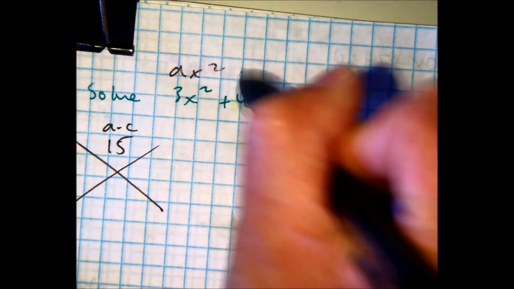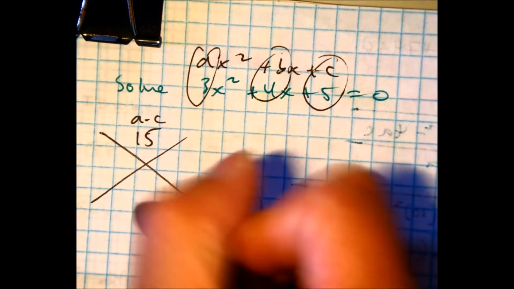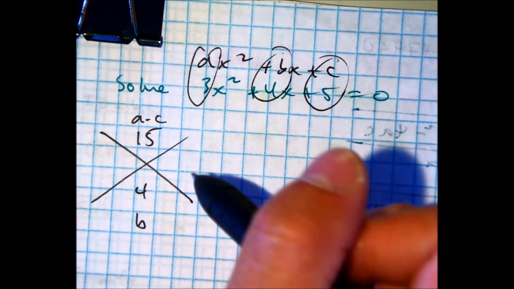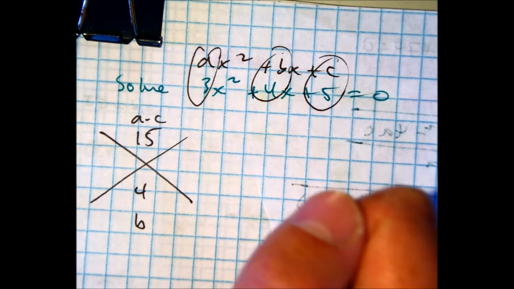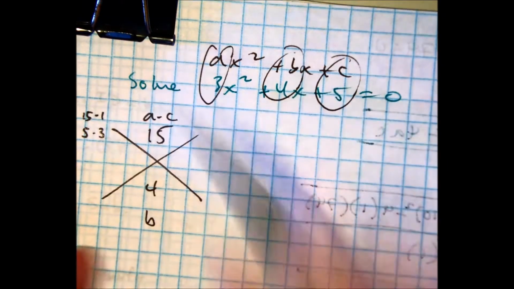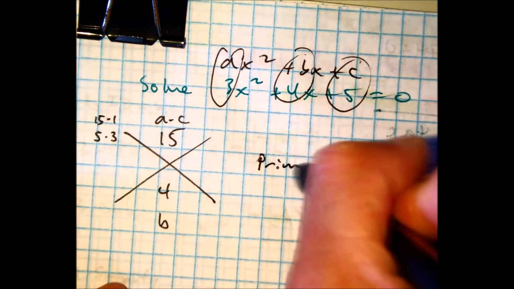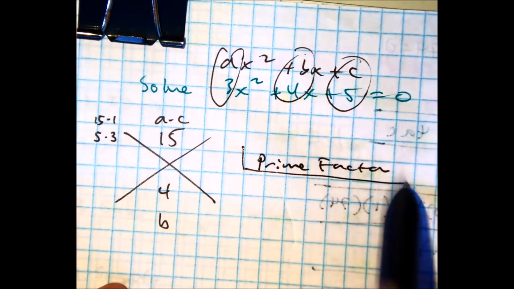So a, b, c. Your b value? 4. Are there two numbers that multiply to be 15 but add to be 4? Yeah, quick strategy as numbers get larger: 15 times 1, 5 times 3, and none of those values will add to be a 4. So this would be a prime factor. You can't factor this, and this would be your answer.